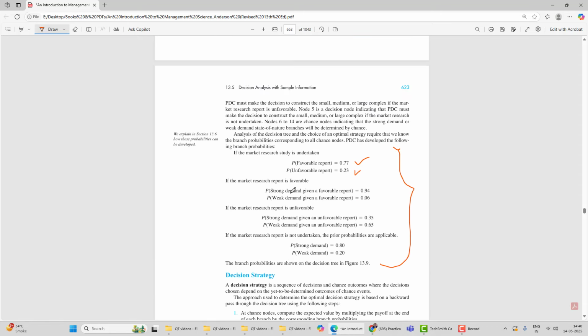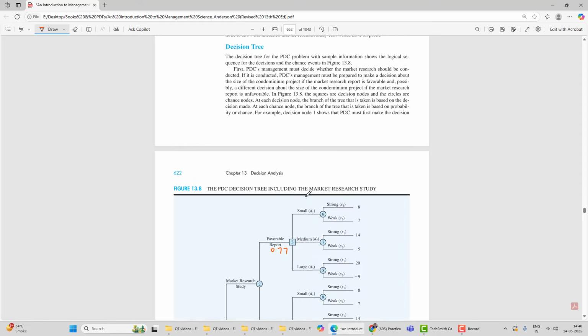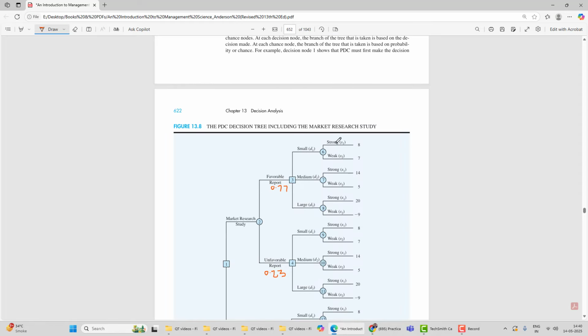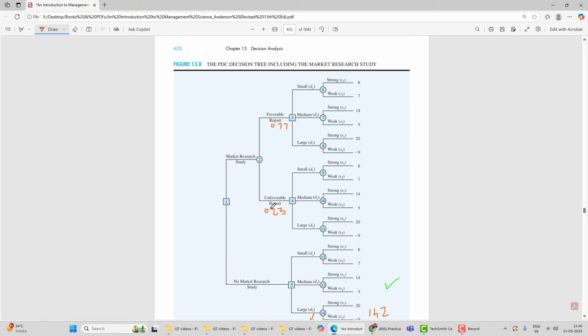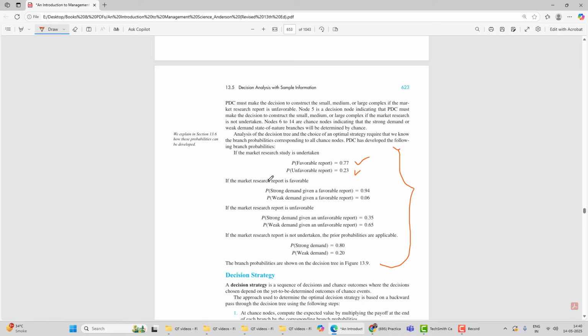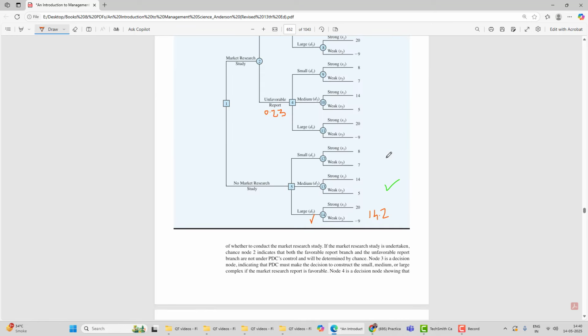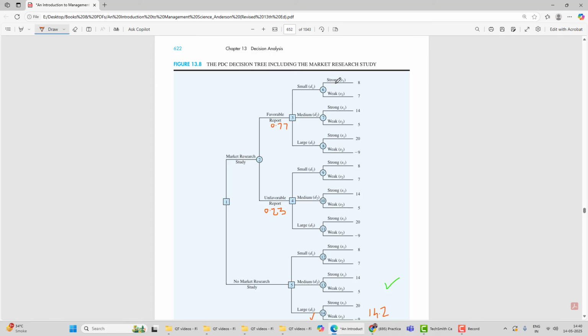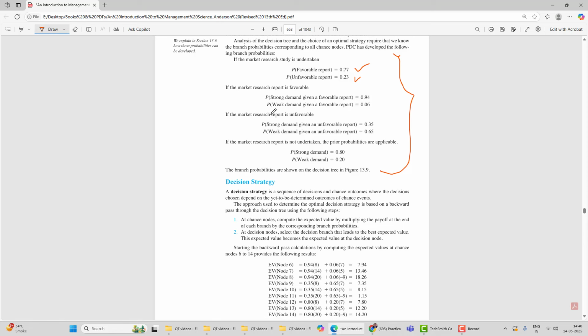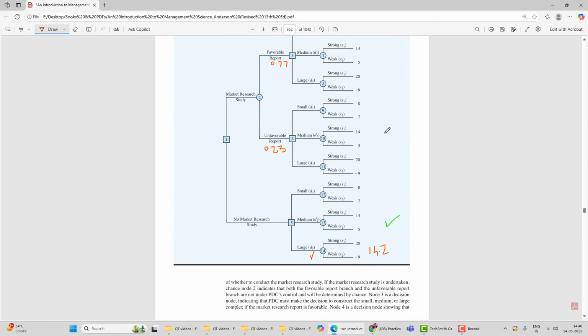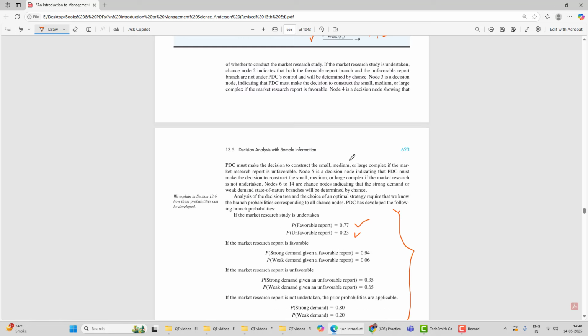Right. Now if the market research is favorable, that means here favorable report, we will require the strong and weak probabilities, because this will be the new probabilities now. So if the market research is favorable, you will get 0.94 for strong demand and 0.06 for weak demand. So you will write here for all this. For strong you will write 0.94, for weak you will write 0.06, 0.94, 0.06, 0.94, 0.06, right? And if it is unfavorable, then strong demand will be 0.35, weak demand will be 0.65. So here you will write 0.35, 0.65, right? So for all you will write this.